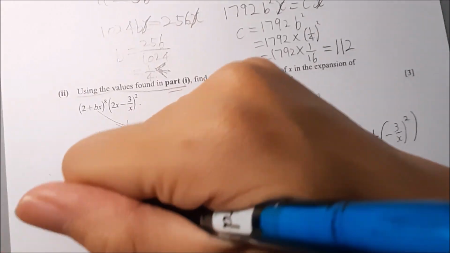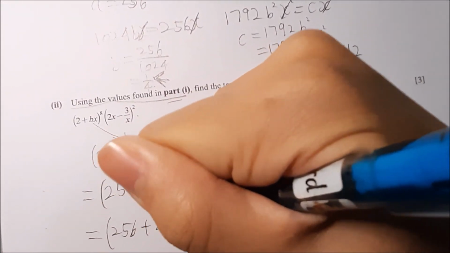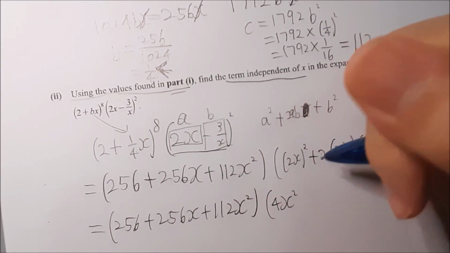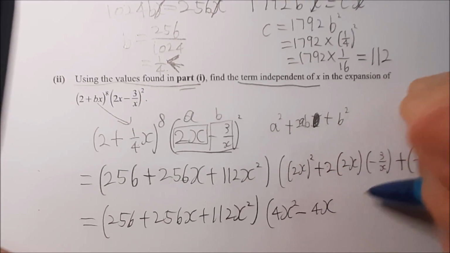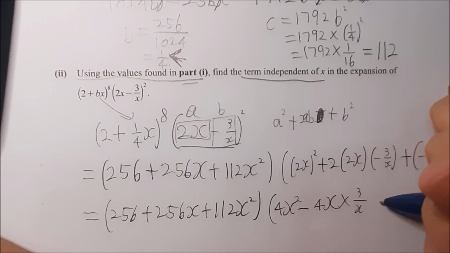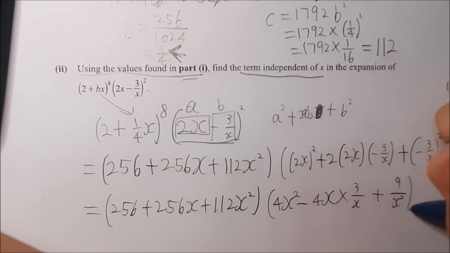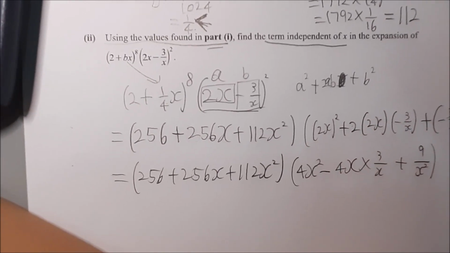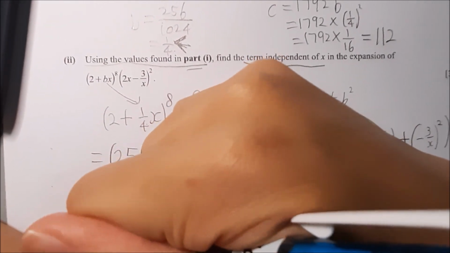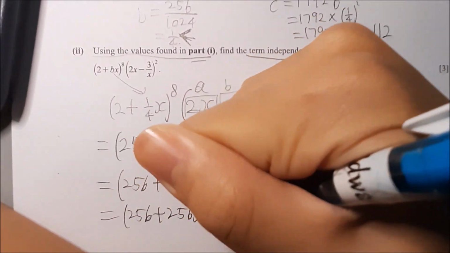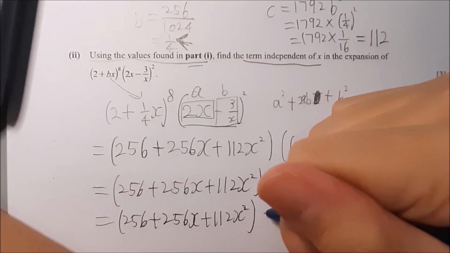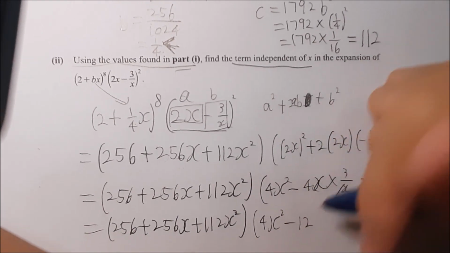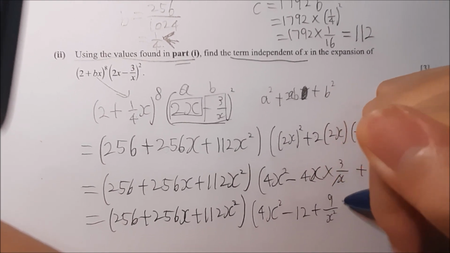Okay, so if you simplify this, it would be 256 plus 256x plus 112x squared, and this would be 4x squared minus 4x times 3 over x plus 9 over x squared, and the negative sign is gone because it is squared. And then you further simplify this. So if you cancel out the x, it will be 12 plus 9 over x squared, just like that.